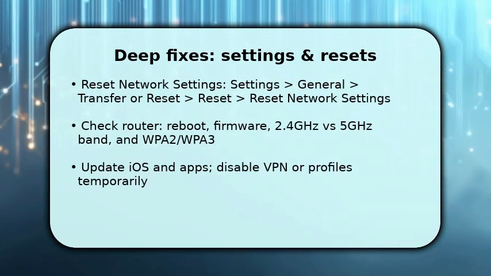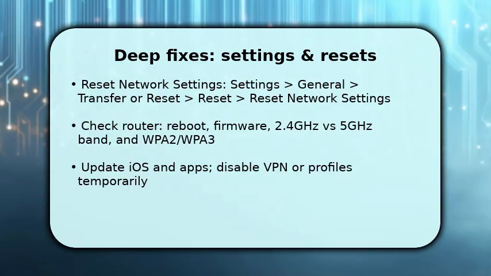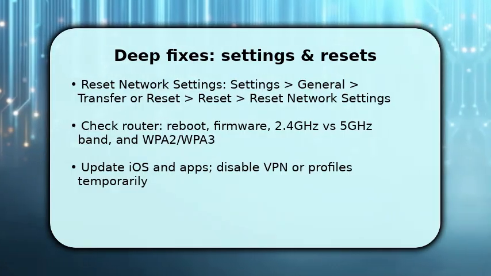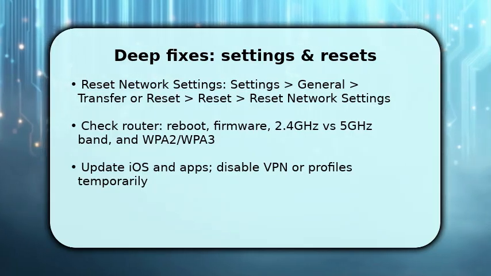Now you handle deeper configuration causes. Reset network settings to clear VPNs, APN, saved networks, and Bluetooth pairings because corrupted entries often block authentication. While doing that, reboot the router and check firmware and band settings.